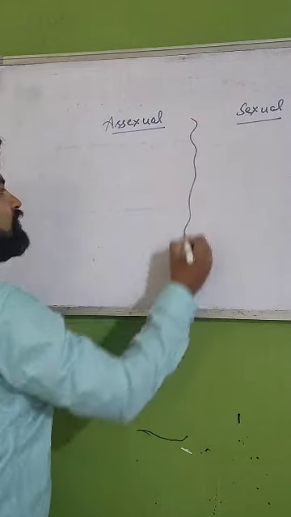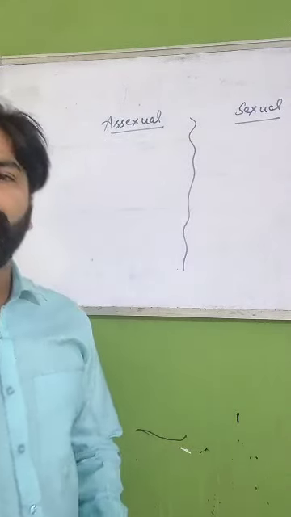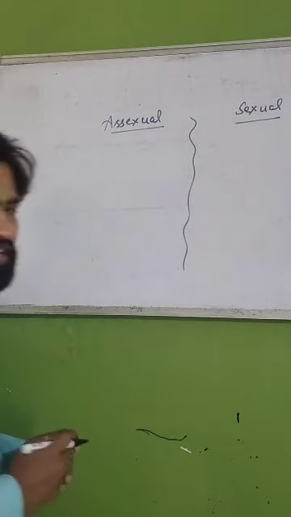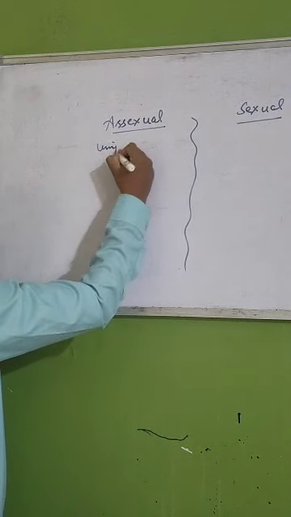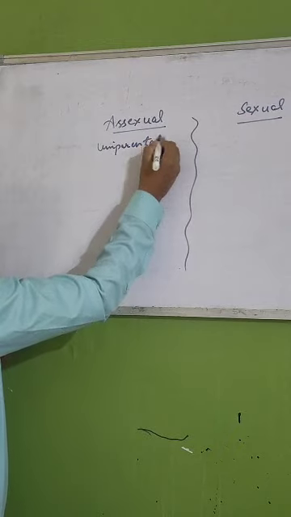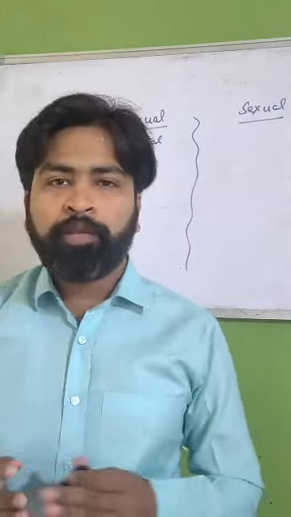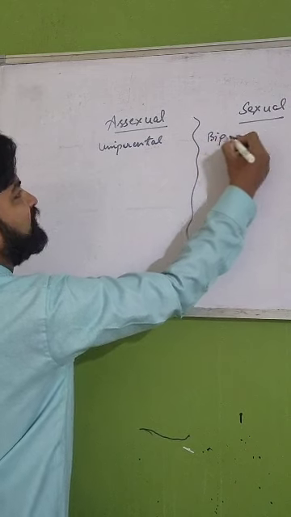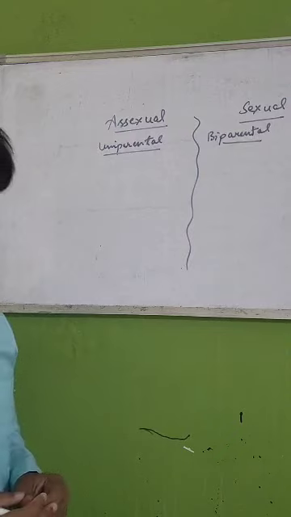Now, if we talk about the differences between sexual and asexual reproduction, there are many differences between these two. The first basic difference is that asexual reproduction is uniparental, which means a single parent is capable of reproducing. But sexual reproduction is biparental, which means two parents are required.